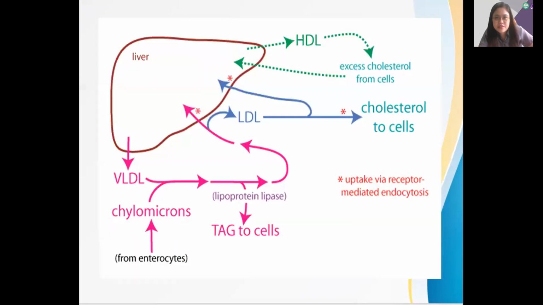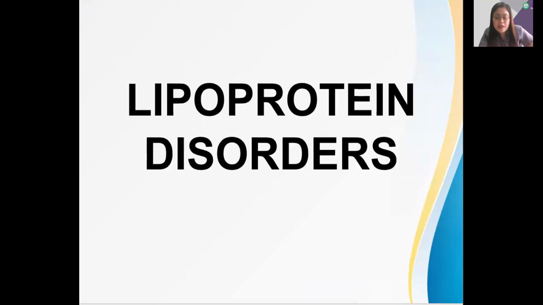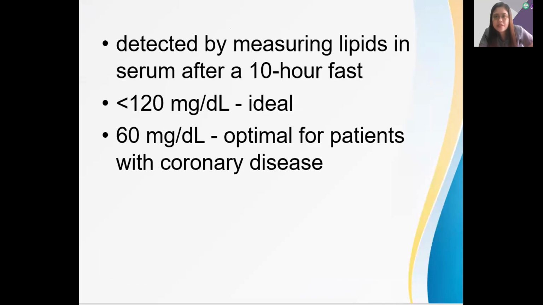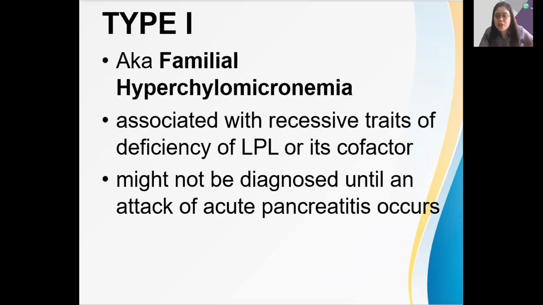Here, I think we started our discussion with the lipoprotein disorders. Remember, how do we test this? We test this using the blood. We measure the amount of lipids in the blood. After 10 hours of fasting, our ideal value is less than 120 milligrams per deciliter, but for those who are at risk of having coronary or cardiovascular diseases, the requirement is 60 milligrams per deciliter.